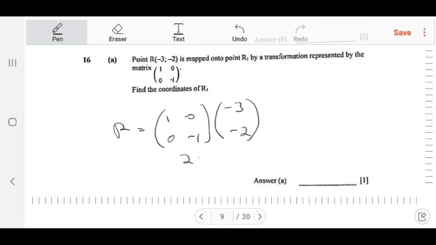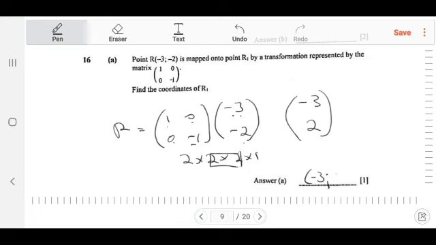So this is a 2 by 2 multiplying a 2 by 1, so our result is going to be 2 by 1. So 1 times negative 3, plus 0 times negative 2, so it's 0 there, gives negative 3. Then 0 times negative 3 plus negative 1 times negative 2, which is 2. So these are the coordinates of R1: (-3, 2).